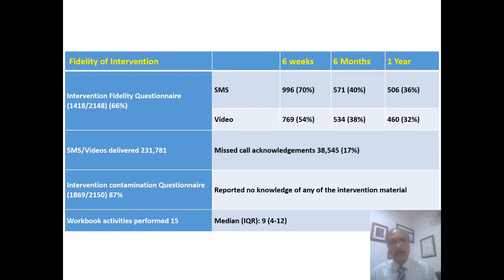We looked at the fidelity of the intervention using process evaluation. The intervention fidelity questionnaire was completed by about 66% of the patients in the intervention arm. The number of patients who viewed the SMS and videos was higher during the first 6 weeks, around 40% at 6 months and about 35% at 1 year. The missed call acknowledgement was in about 17% of the subjects. Of the control group, about 87% filled the intervention contamination questionnaire, and none of them reported any knowledge of coming across the intervention material. Out of the 15 workbook activities, the median was 9. So there was a moderate to high level of intervention fidelity.